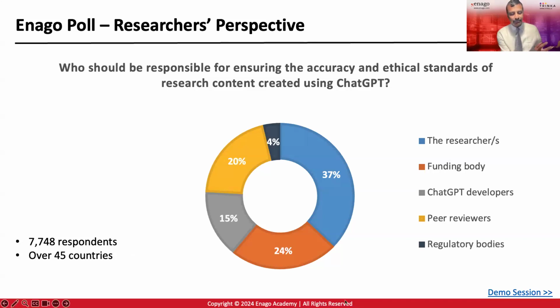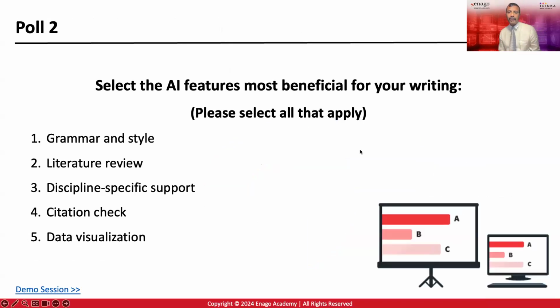So you can imagine this is, I think, a few months old survey, but at the same time, this stays true. The ownership, the accountability of the content that you get out of the AI tool stays with the researchers more than anybody else. Now, I'll bring us to the second poll, after which I'll let Piyush take over. So this is the second poll. Select all the AI features most beneficial for your writing. And the poll should come up any moment now.